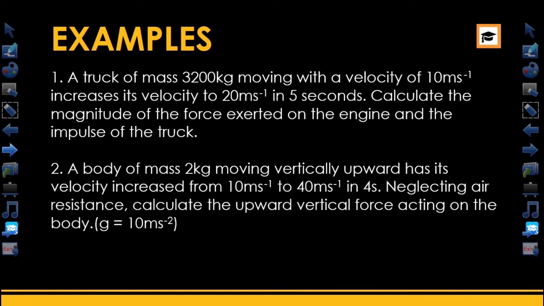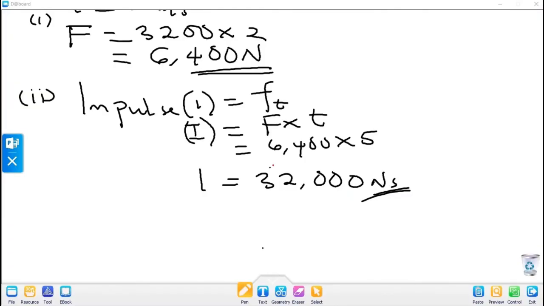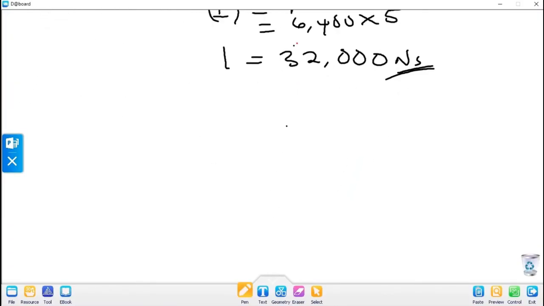Example 2. A body of mass 2 kilograms moving vertically upward has its velocity increased from 10 meters per second to 40 meters per second in 4 seconds. Neglecting air resistance, calculate the upward vertical force acting on the body. You are given that g, that is gravity, is 10 meters per second squared. Now let's take a look at the solution to this particular problem.